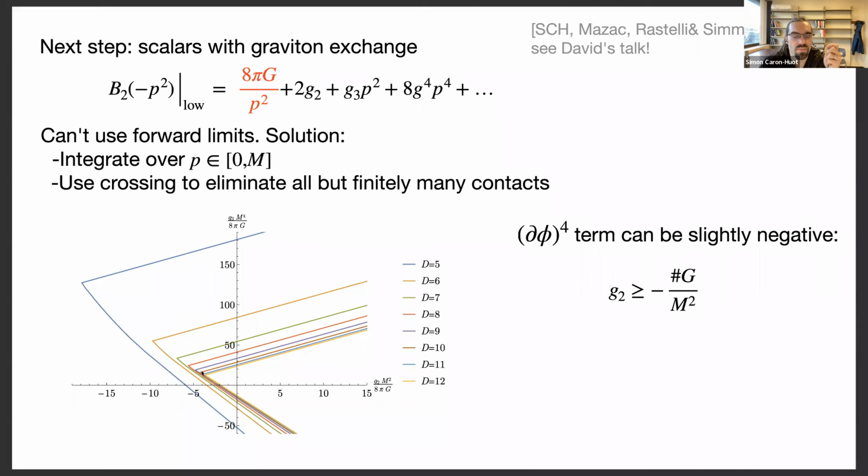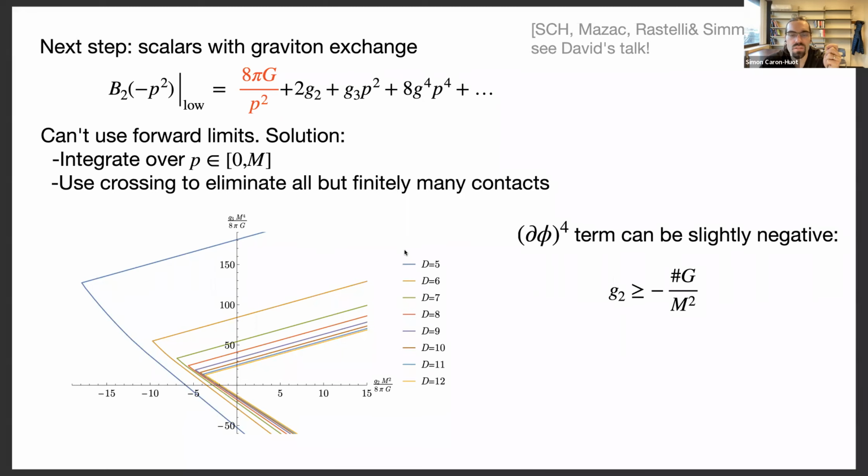We plot this for various dimensions. But our allowed region always looks kind of the same, some triangle. And interestingly, the thing that used to be positive without gravity can now be slightly negative, which we believe is related to the fact that gravity is attractive and gives time delay, so the matter can give time advance. And yeah, so we found this type of bounds.